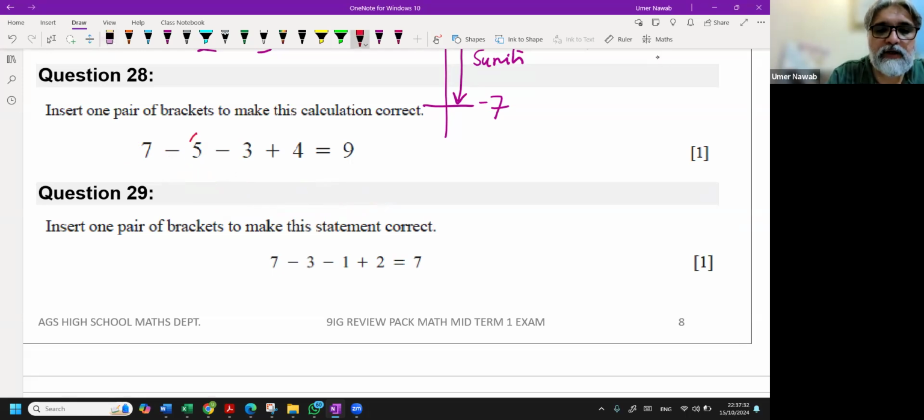Now, if I place the bracket here, so 5 minus 2 gives you 3, and this is 7 minus 3 plus 4. Now 7 minus 2 is 5, and 5 plus 4 is 9. Yes, this bracket is correct. In the same way, if I place the bracket here, so 3 minus 1 gives you 2, 7 minus 2 plus 2, minus 2 plus 2 cancel, and my left-hand side becomes 7, which is equal to the right-hand side.